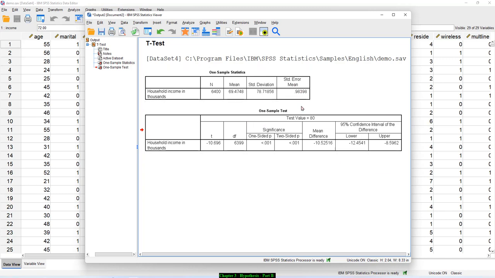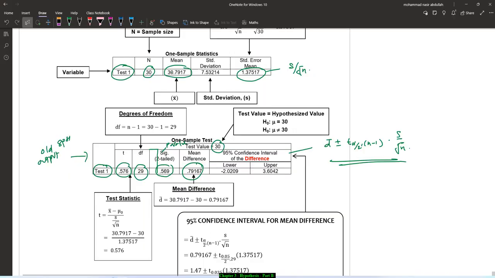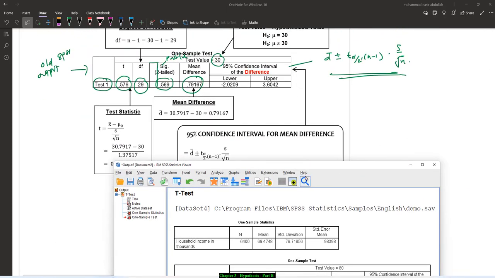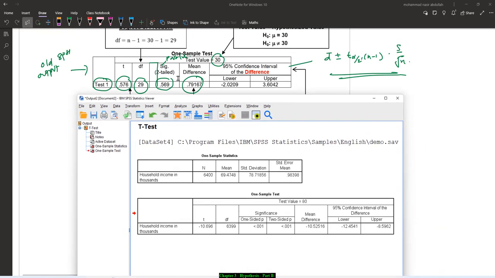The same thing. This is a new output, right? If you look here, the difference between the old output and the new output. You see? The old output only has the significant value, two-tail only. But the new output gives us the one-sided p-value. Okay? So all are equal, the same thing. So, less than 0.01 is very small. The p-value is less than 0.05.